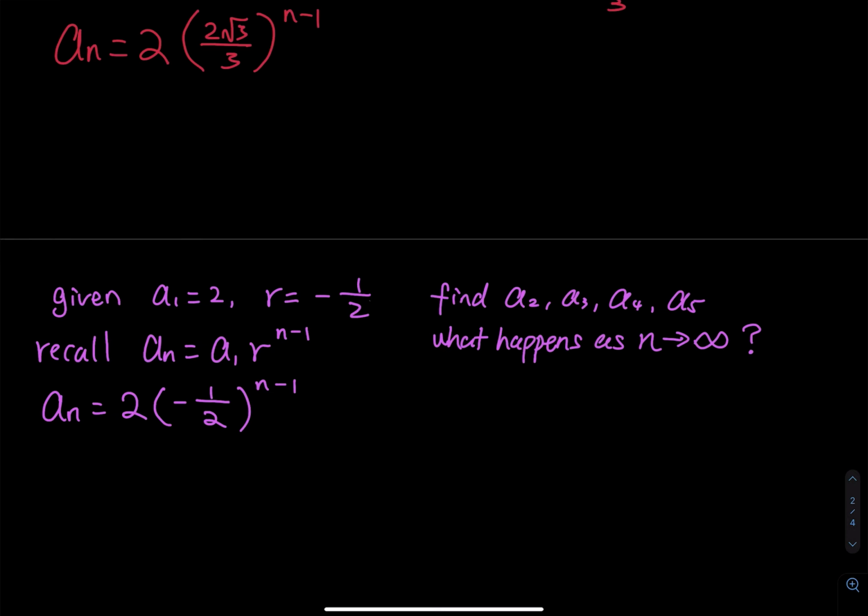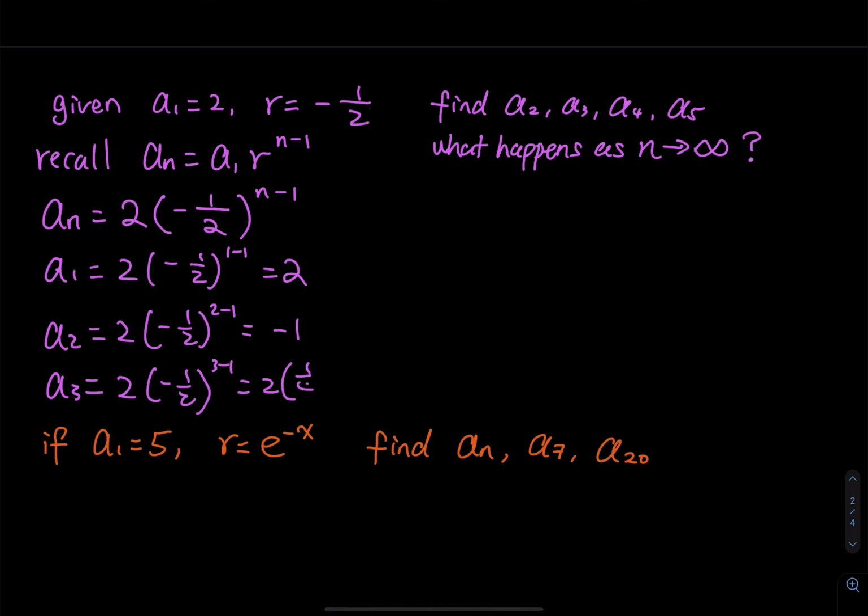You just have to deal with the rationalizing. Okay, what happens when n is equal to 1? You have 2 times negative 1 half to the 1 minus 1, and anything non-zero raised to the 0 is 1, so this is just 2, which is the given. And then the second term, you have negative 1 half to the 2 minus 1, so 2 times negative 1 half is negative 1. And then the third term: 2 times negative 1 half to the 3 minus 1. So you have 2 times 1 over 4, right? Squared, you get rid of the negative. That is 1 half.